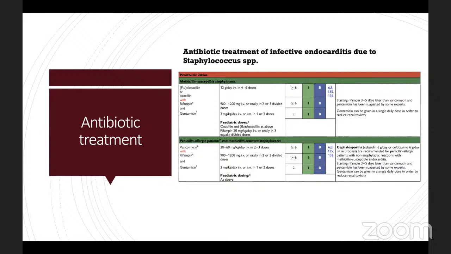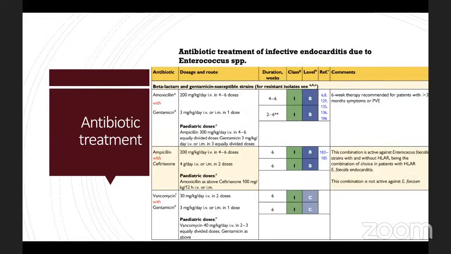If the patient has a prosthetic valve with methicillin-susceptible staphylococci, use cloxacillin or oxacillin with rifampin and gentamicin. If the patient has a penicillin allergy, start with vancomycin with rifampin and gentamicin. Antibiotic for the enterococcus, beta-lactam and gentamicin susceptible strain: start with amoxicillin with gentamicin, or amoxicillin with ceftriaxone, or vancomycin with gentamicin.